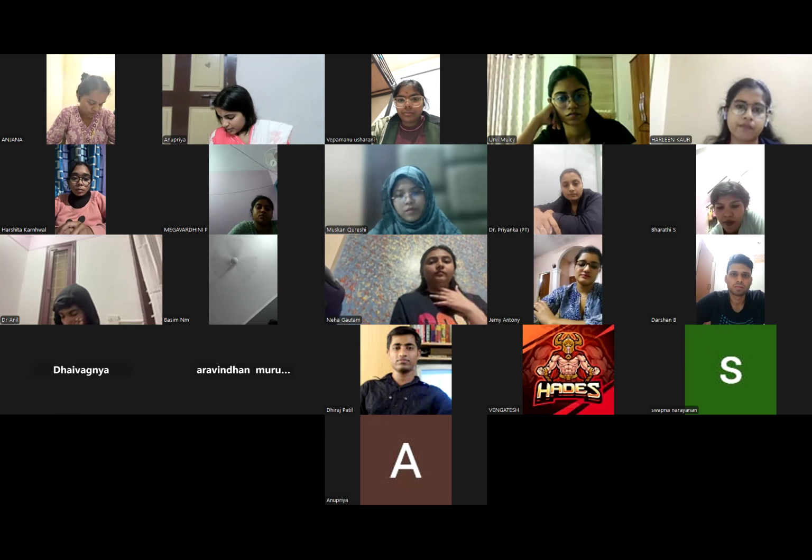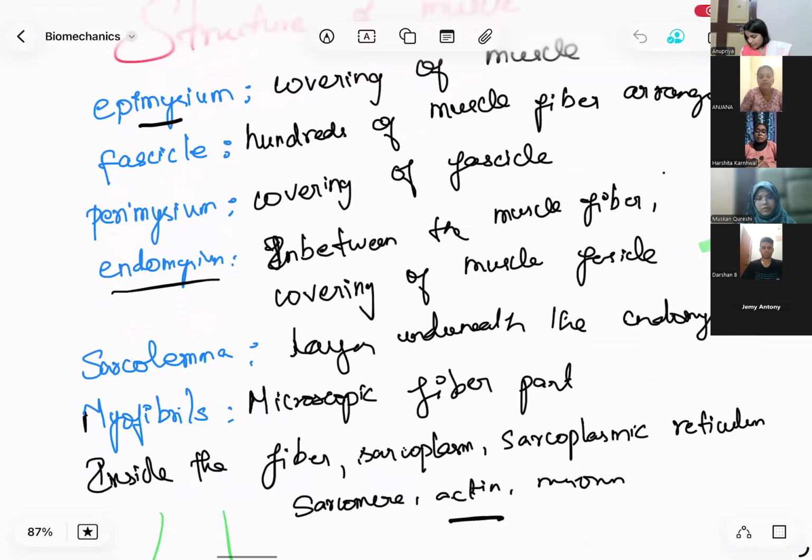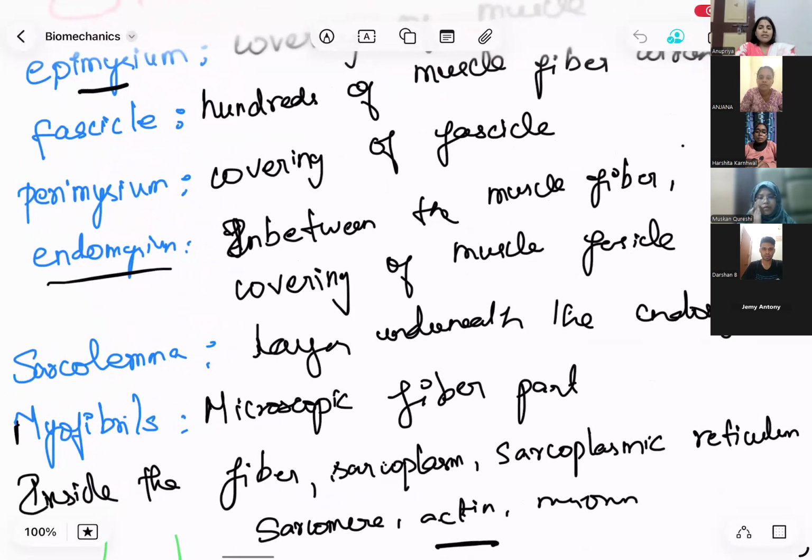Let me just share my screen once again. So in between the muscle fiber, we have the fascicle and we have sarcolemma, which is nothing but the layer underneath the endomysium. Then only we have myofibril, sarcoplasm, actin, myosin and sarcomere and everything. Okay, so this is called the structure of muscle.